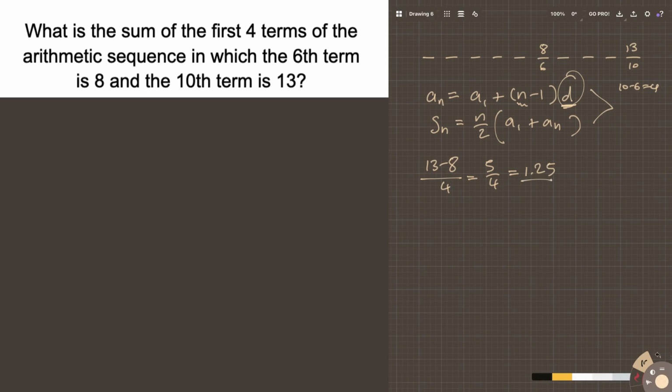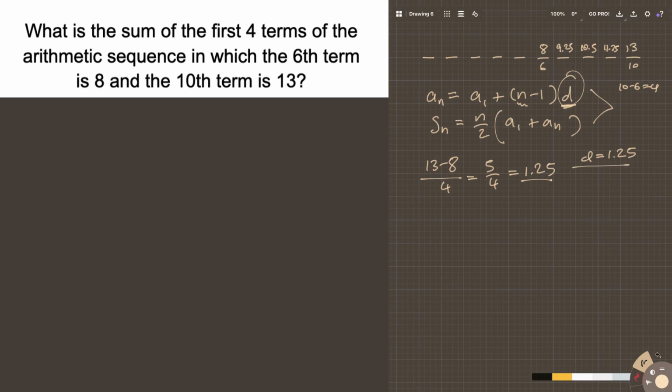You can double check that here. I wouldn't, again, do this on the SAT, but just for YouTube's sake, I'll do it here. We got 9.25, which is 8 plus 1.25. 9.25 plus 1.25 is 10.5. 10.5 plus 1.25 is 11.75, and 11.75 plus 1.25 is 13. So we know that we have found d, our difference of 1.25.